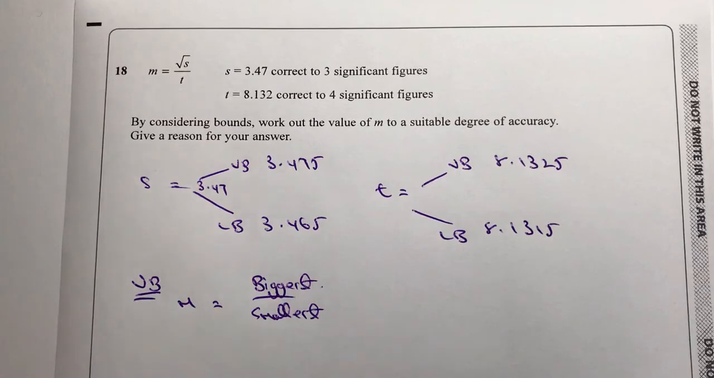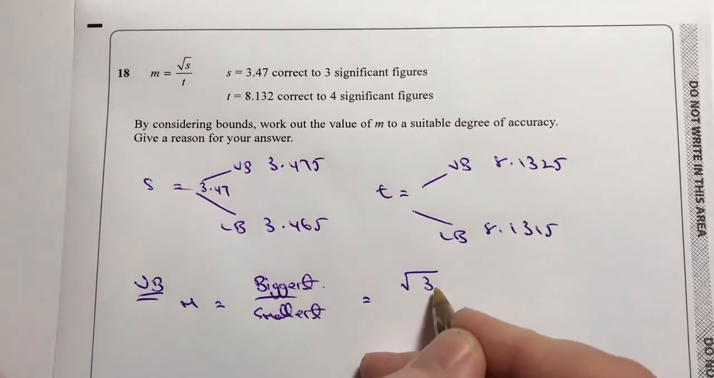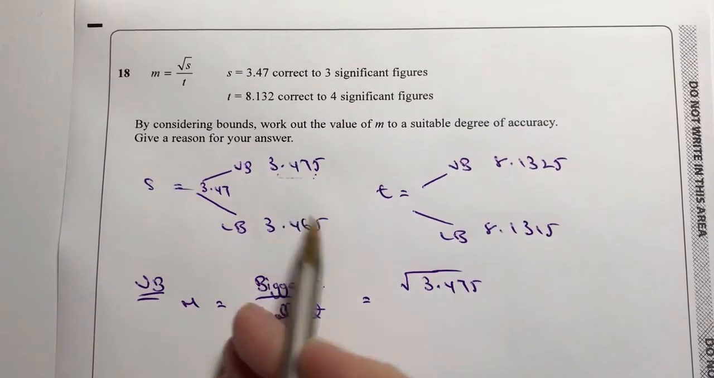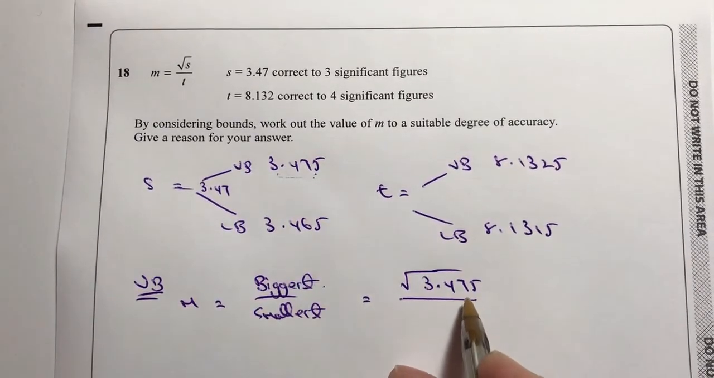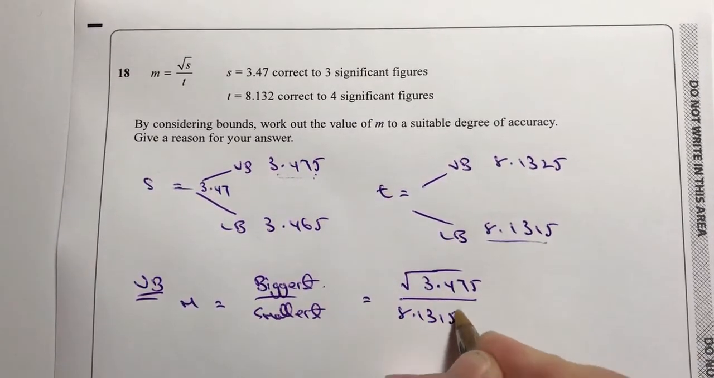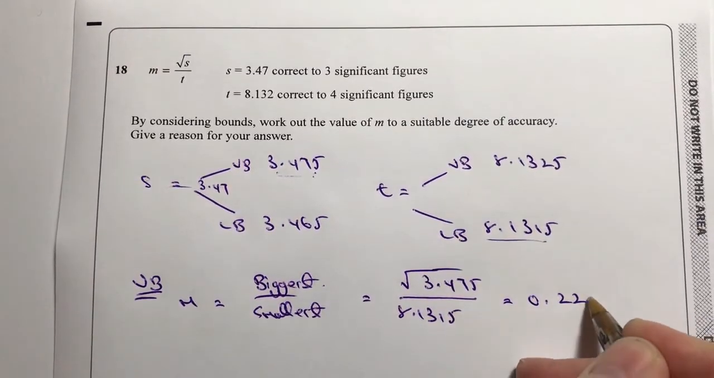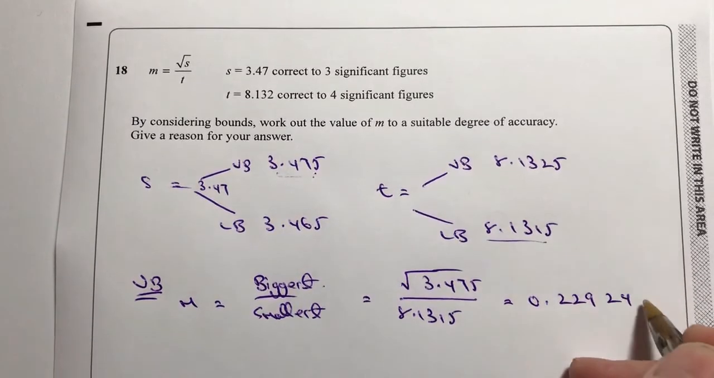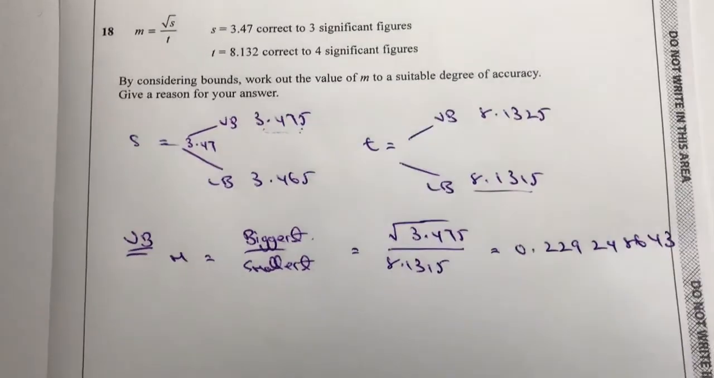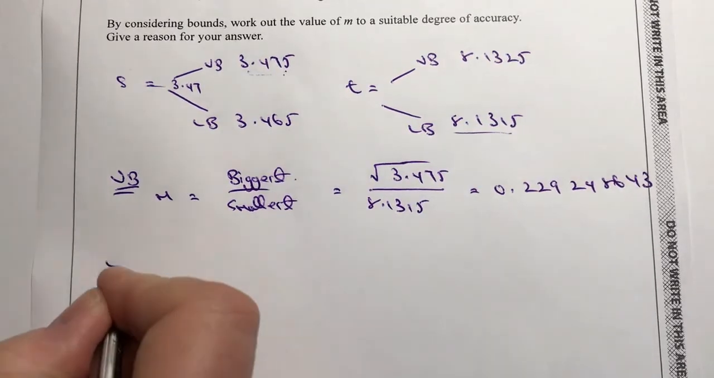So if we pop that into our calculator, at the top I'm going to get the root of 3.475. Remember, this is the upper bound. And then the bottom is going to be the lower bound of t, which is 8.1315. Now, if I pop that in the calculator, I'm going to get, again, one of these horrendously long numbers, 0.229248643.